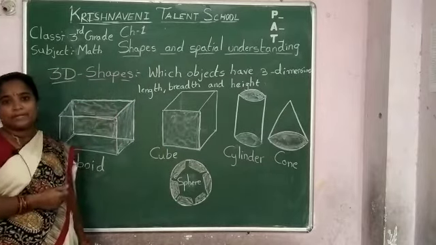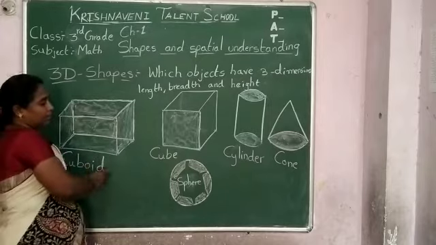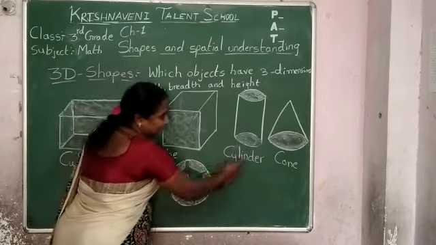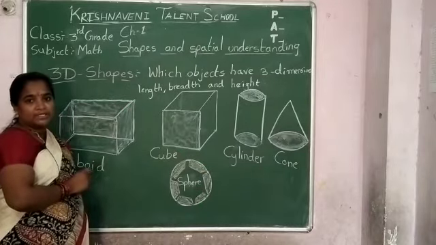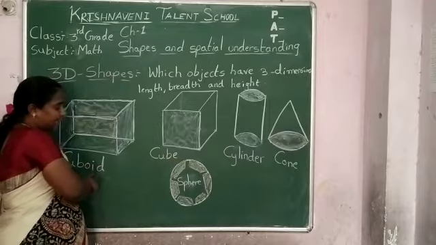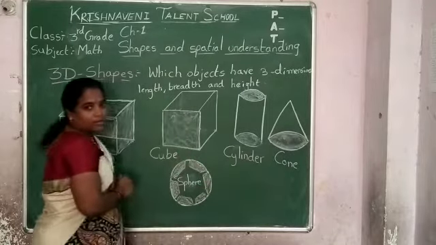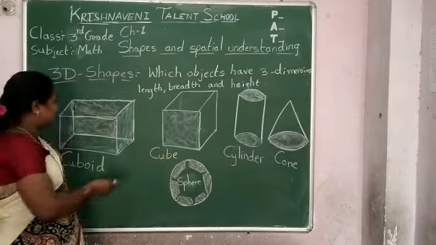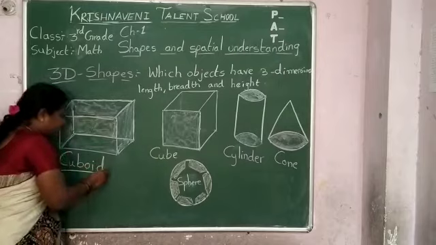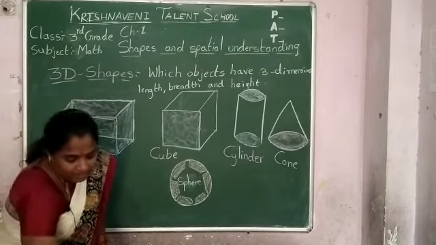What are the examples of 3D shapes? Cuboid, cube, cylinder, cone, sphere. Now let us discuss each shape. What is the first shape? Cuboid. See the cuboid. So what are the examples of cuboid?